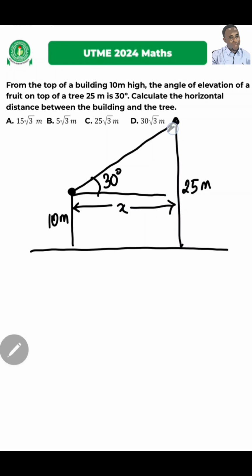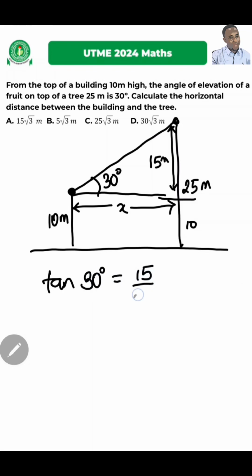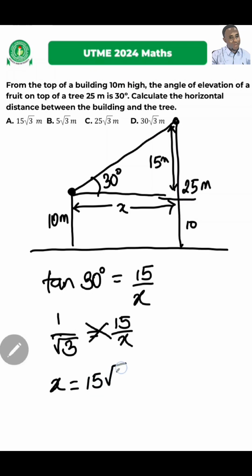And this height will be 25 minus 10 because there's a common height of 10. So 25 minus 10 is 15 meters. So to solve our question, we have tan 30, which is the angle, equals opposite, which is 15, over adjacent, which is what we're looking for, x. So you need to remember what tan 30 is, and that is 1 over root 3. 1 over root 3 equals 15 over x. If I cross multiply, x will be equal to 15 root 3, of course, in meters. That's option A.